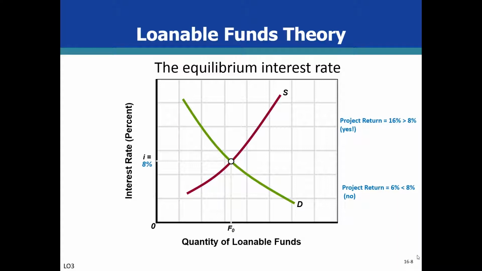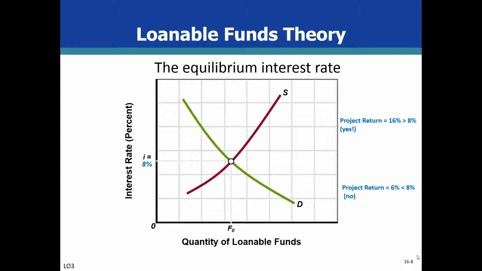Let's look at this graphically. Here we have the upward sloping supply curve. The higher the rate of interest, the more households are willing to supply. Downward sloping demand curve, a reflection of the relative project's return and the rate of interest. Interest is price, and the quantity of loanable funds is supply on the horizontal axis.